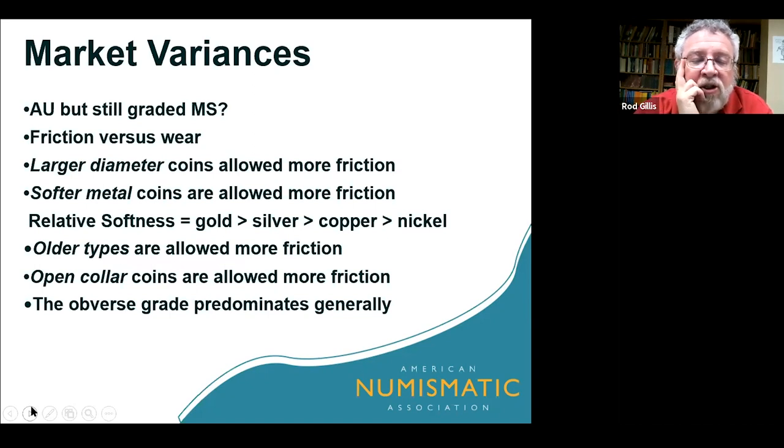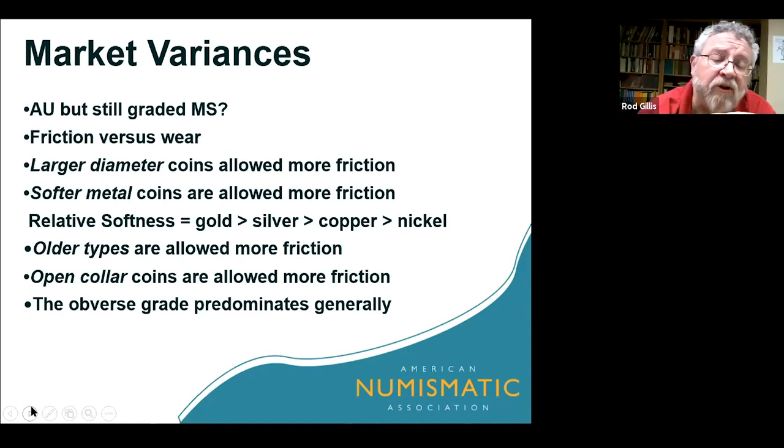Can an AU coin still be graded MS? Yes, I've seen it, especially with large denomination gold coins. And there are a couple reasons for that. Number one is their value, okay? So you might see a double eagle, let's say a St. Gaudens double eagle, that's a rare date, and it's an AU coin. And the grading company says, look, I've seen this coin, it's going to bring this kind of money all day long. It's going to bring MS62 money all day long. So it becomes an MS62.